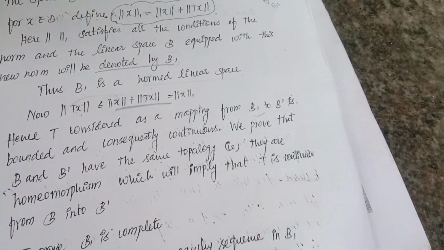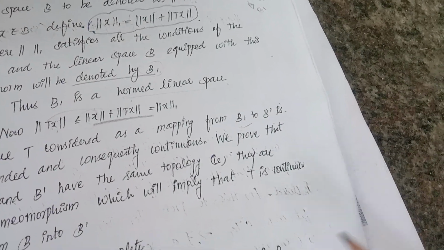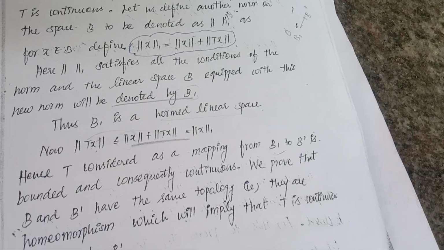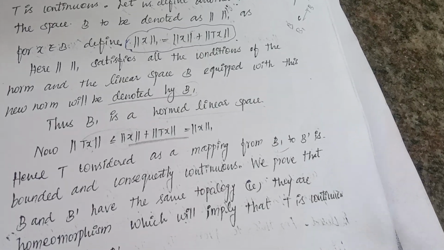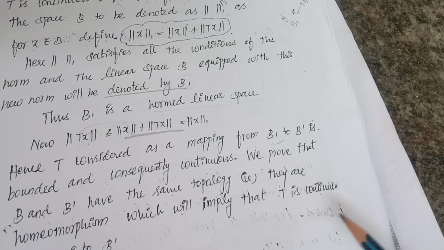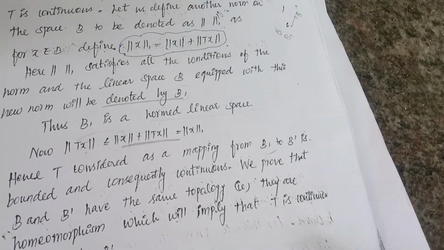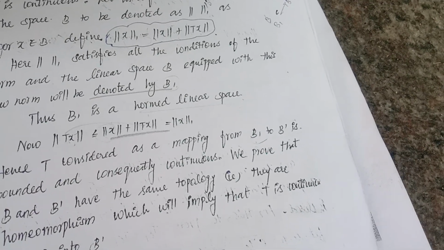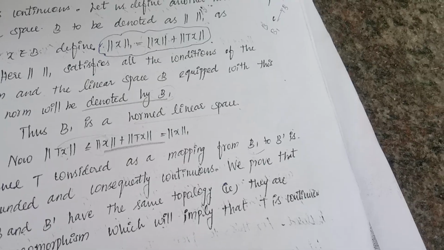To prove that T is continuous, we have to prove that B and B dash have the same topology. If it is a homeomorphism, we imply it is the same topology, and if it is a homeomorphism, it means we imply T is continuous from B onto B dash. So to prove that, we need to show that B1 is complete.